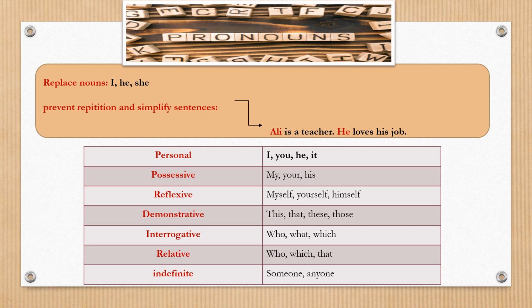Personal pronouns like I or you. Possessive pronouns like my or your. Reflexive pronouns such as myself or yourself, demonstrative pronouns like this or that, interrogative pronouns such as who or what, relative pronouns like who, which, that, and finally, indefinite pronouns like someone, anyone. Each of these has a specific role in communication.